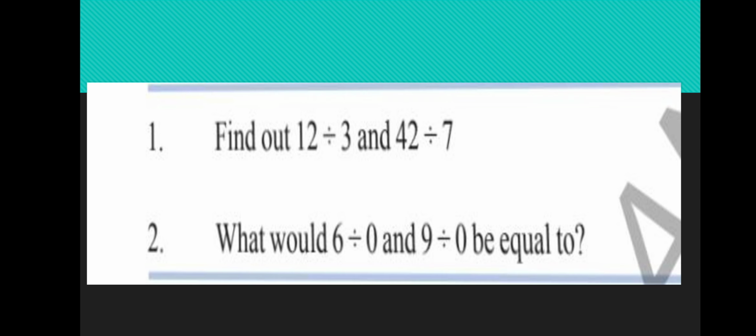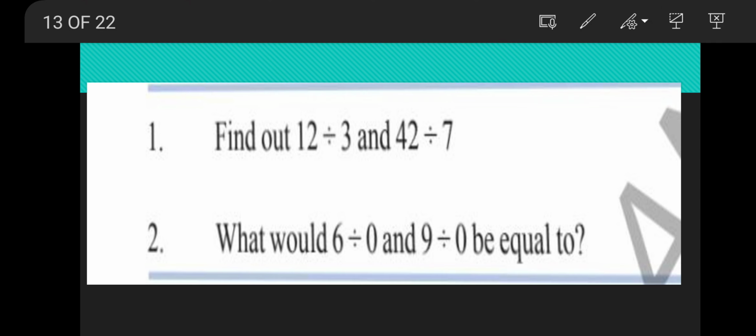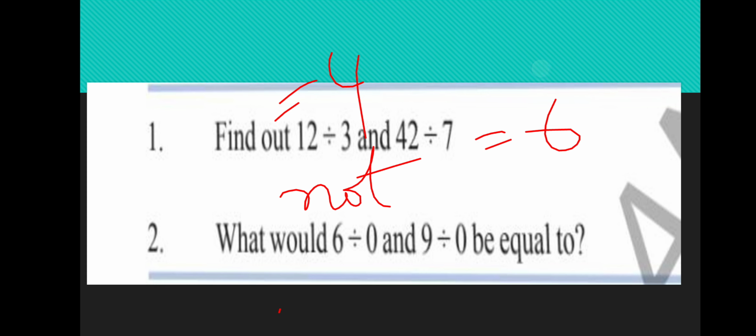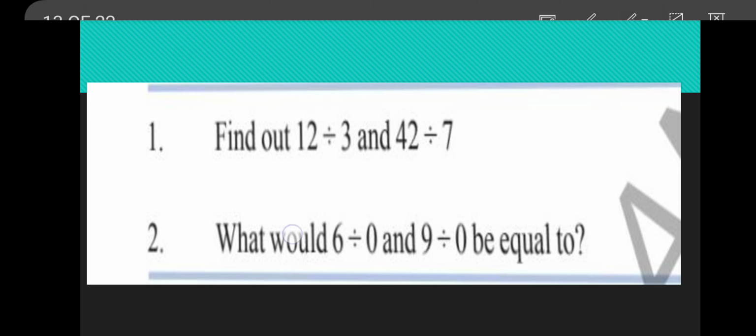Suppose he wants these answers. So there are chances that such questions come in the exam. 12 divided by 3, the answer is 4. Like this, this is 6. But what would 0 divided by 9 be? Not defined. 9 divided by 0, not defined. These are very, very important questions.